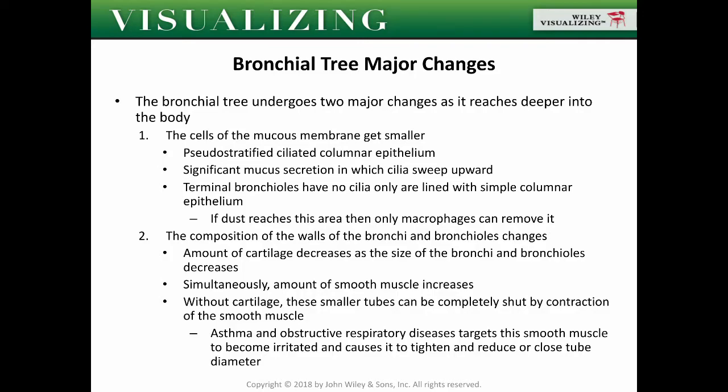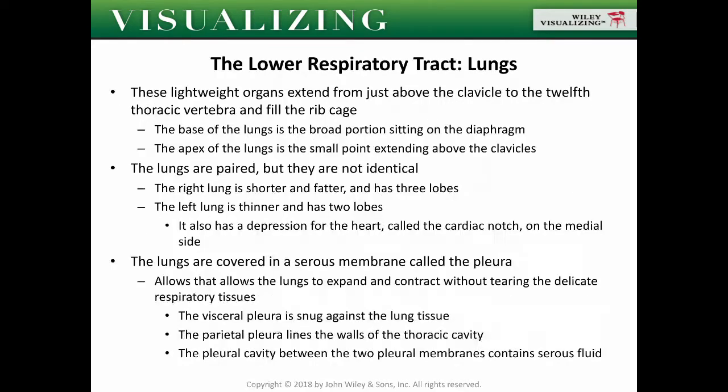So, we have asthma and obstructive respiratory diseases targeting this smooth muscle, and they become irritated, and it causes them to tighten. So, that's why asthma has difficulty in breathing, because, again, the smaller bronchial tubes are closed.